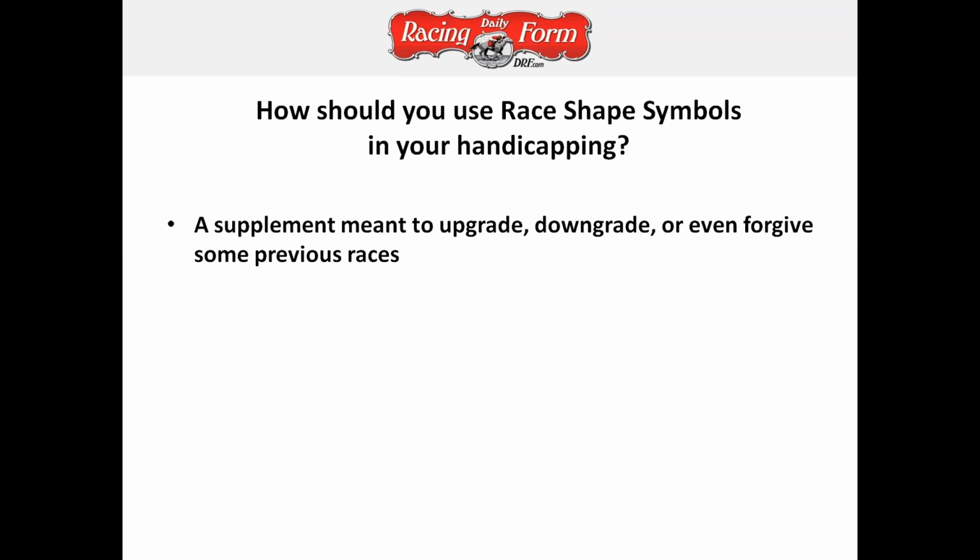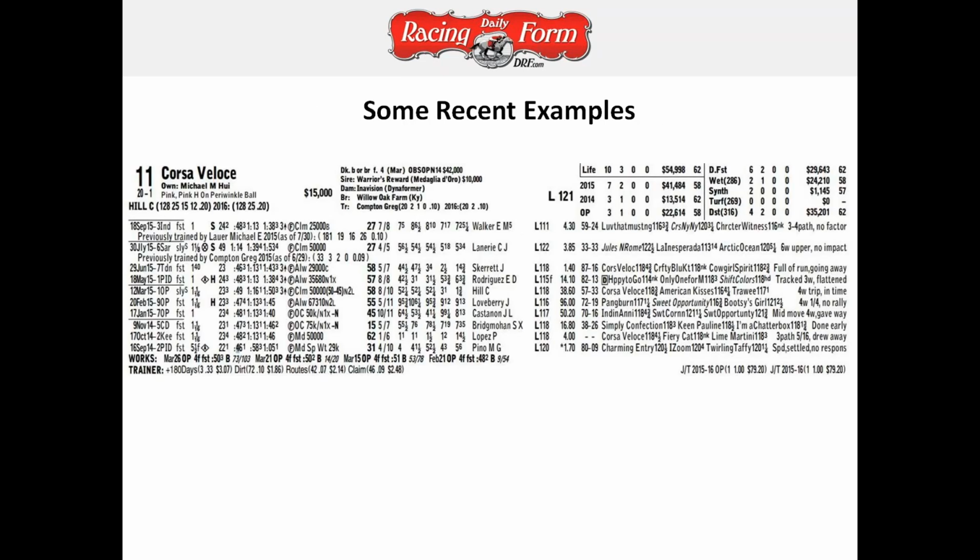Right. Well, we've got a few examples to take a look at before we jump in and look at the contenders for the Kentucky Derby. One recent example is a runner that was entered at Oaklawn Park not too long ago, Corsa Veloce. You want to talk a little bit about this one?